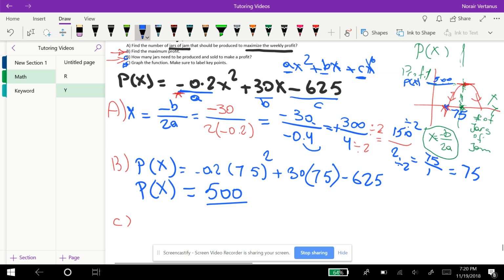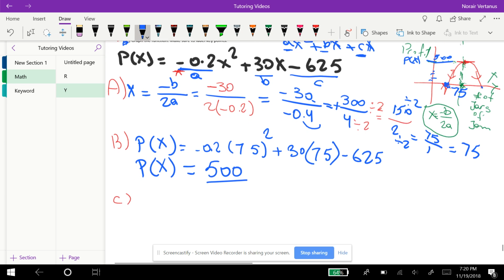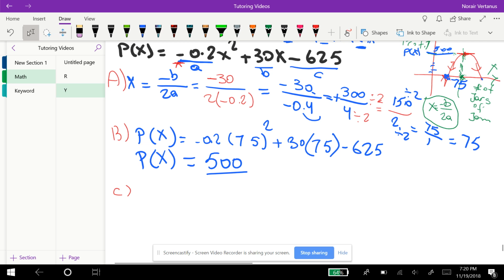So part D says graph it, but we want to know the x-intercept of this. As soon as we have the x-intercept, it means the number of jars you need to sell before you start making profits. You're going to get some values for y. So let's find the x-intercept. To find the x-intercept, you need to use the quadratic formula, which is x equal to negative b plus or minus the square root of b squared minus 4ac, over 2a. You could have done factoring, but it's probably kind of hectic.